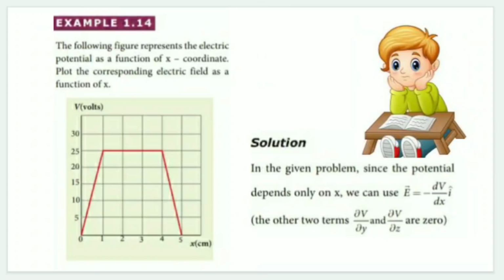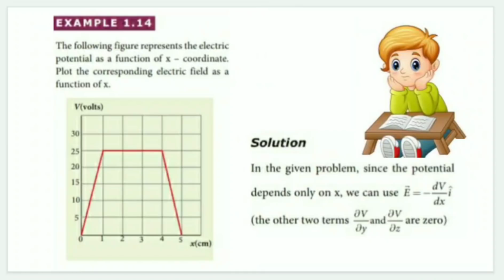So they have given the diagram. From this you have to find out the corresponding electric field and plot a graph with that. Okay, so have a close look at the diagram. From 0 to 1 the potential is increased to 25. From 1 to 4 it is maintained as a constant. Then from 4 to 5 it is decreased to 0. So in this problem the variation is taken with respect to x. So we are taking the y and z components to be 0.